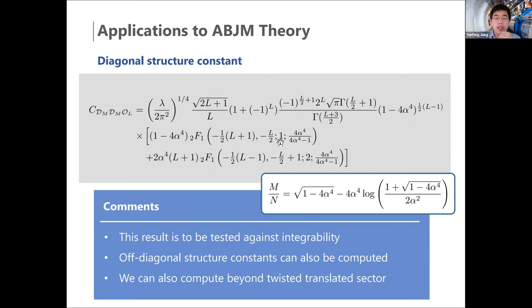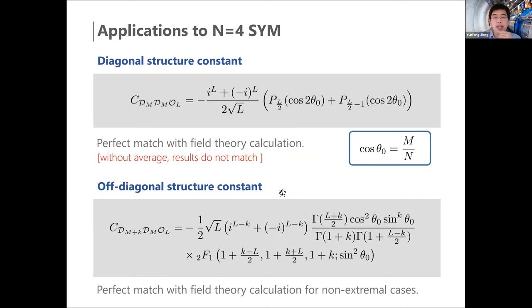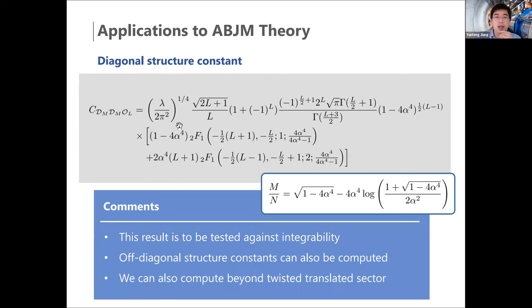And so finally, once we have tested this prescription for the computation in N equals four, we can just move to ABJM. So here I just show you the final result. So basically the calculation is very similar. And so we know all the ingredients, and we have two U(1) charges. So we know how to compute this thing explicitly. And we obtain this even more complicated result. But in this case, I'm only showing you the diagonal structure constant. And it might look a bit complicated. So here this alpha is again related to the size of the giant graviton.